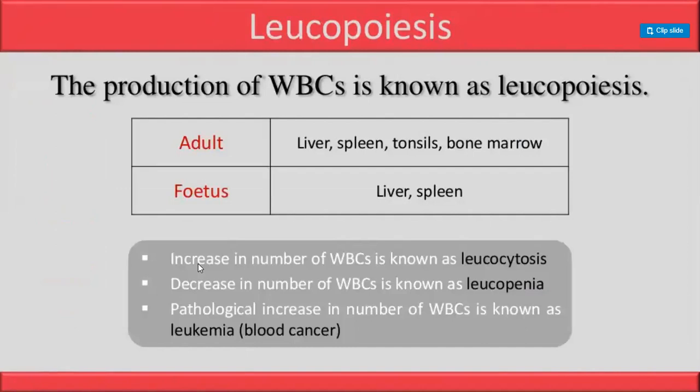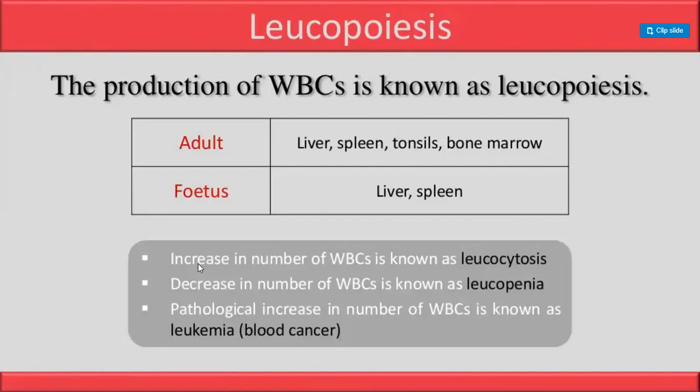And this happens in the liver, spleen, tonsils, and bone marrow. For red blood cells, it was mainly the bone marrow of an adult. But for the white blood cells, it can be produced in the liver, in the spleen, in the tonsils, and in the bone marrow for an adult. And then for a fetus, it is produced in the liver and the spleen.